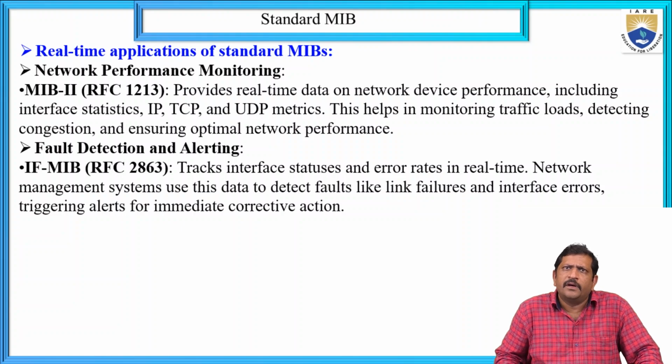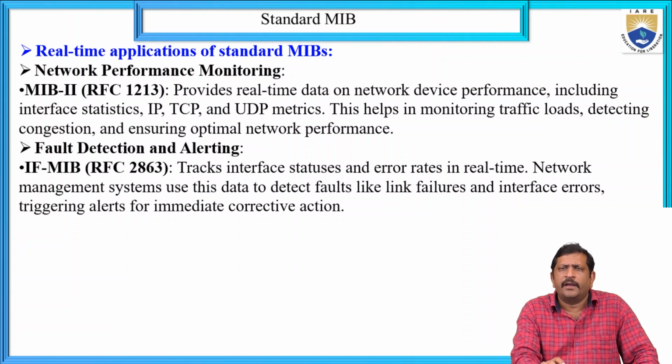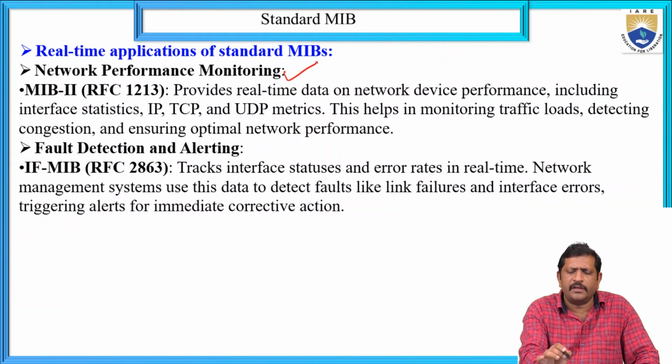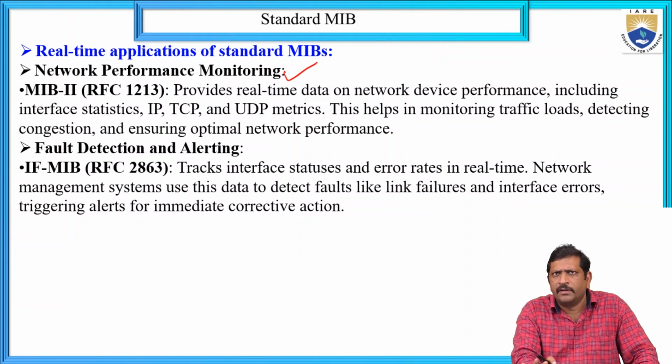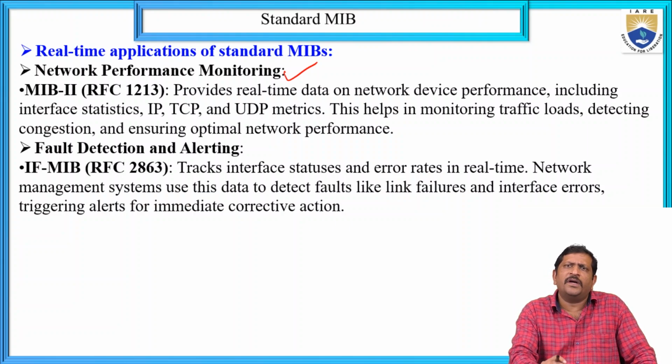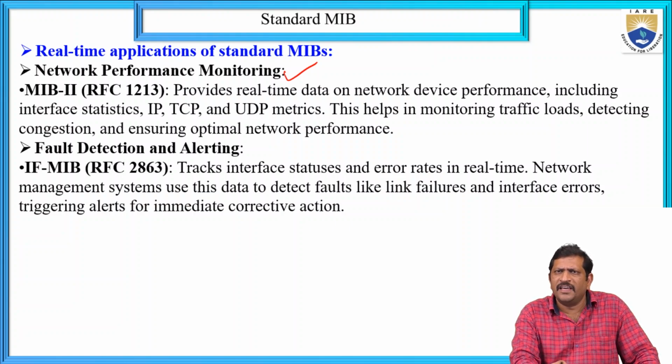Next, real-time applications of standard MIBs. Standard MIBs are generally used for network performance monitoring, which is a real-time application in any networking device. Here the performance can be monitored. That means if you are transmitting a message from source to destination, how much data we are transmitting, what the speed of the data is, and the accuracy and scalability of the data. Here we can measure the performance.